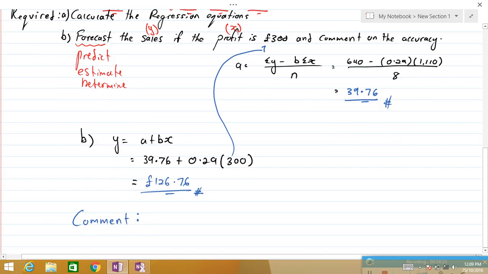There's still one more part, comment. Comment on the accuracy. Now, since this is a forecast, am I right? This is a forecast value, correct? 126.76. We have to comment whether the 126.76 is accurate or not accurate. Guys, do you have any idea how we say whether the forecast is accurate or not accurate? Any idea? How do we check?